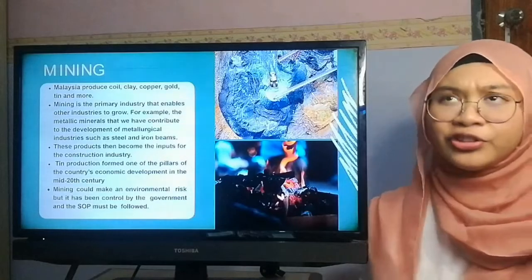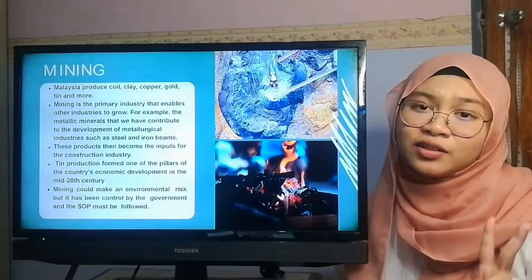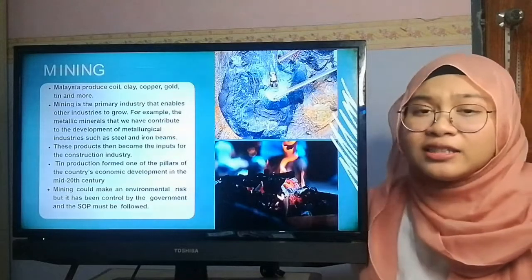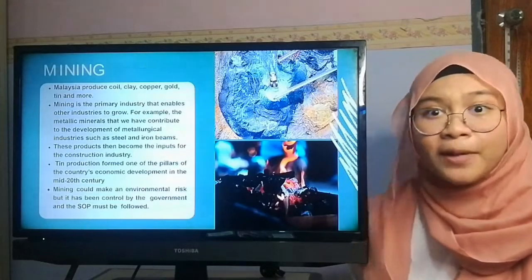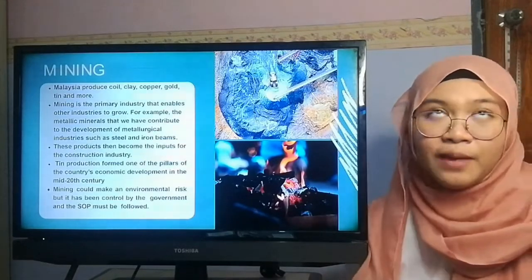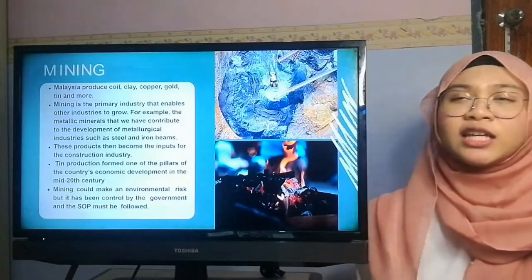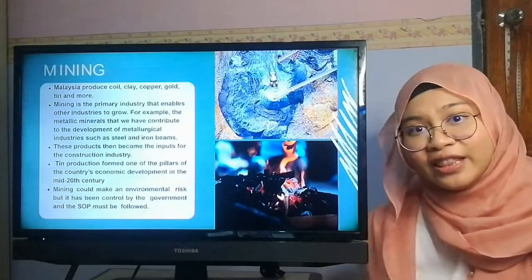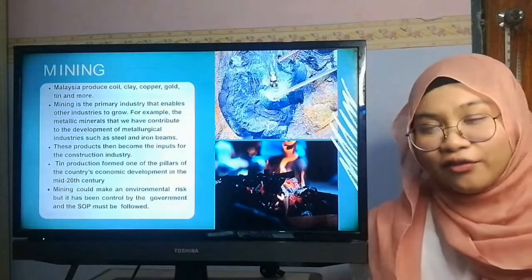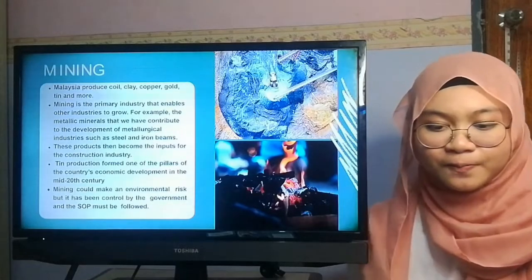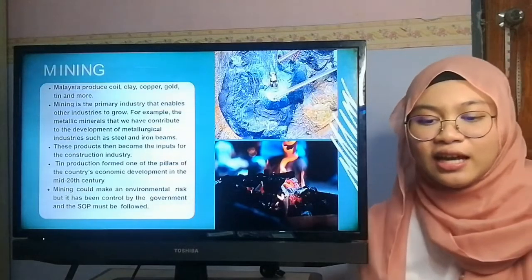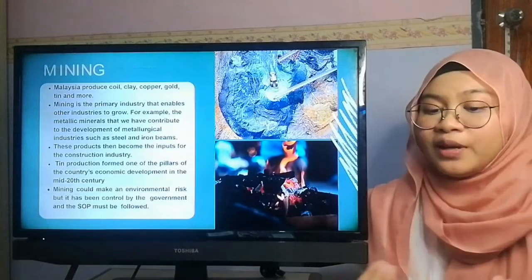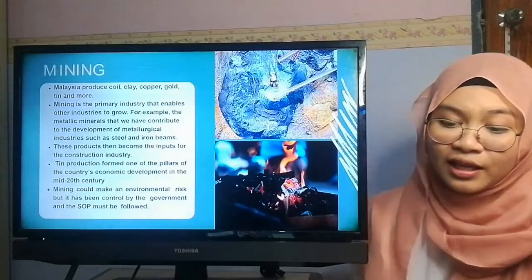And petroleum and natural gas became the second top export in 2002. Tin mining is a very top industry in Peninsular Malaysia. The major export earner in 1997 was tin, at 176 million, followed by other minerals. That's why tin production is one of the pillars of the country's development for Malaysia.